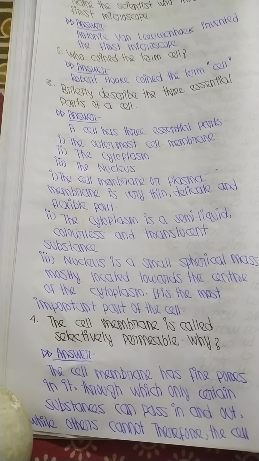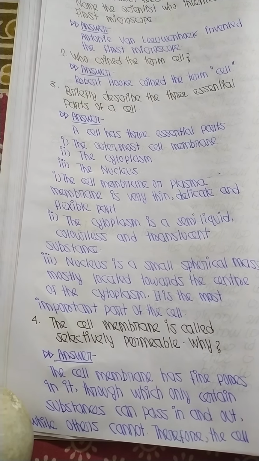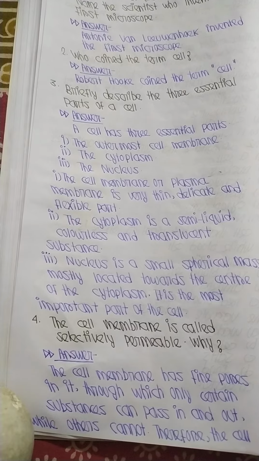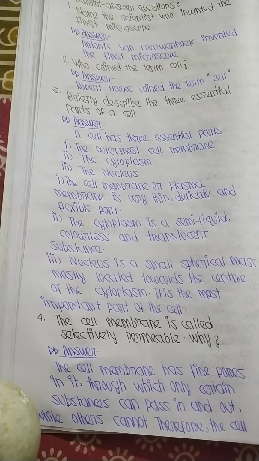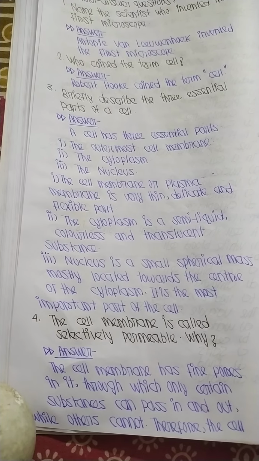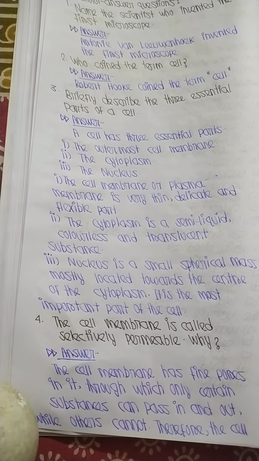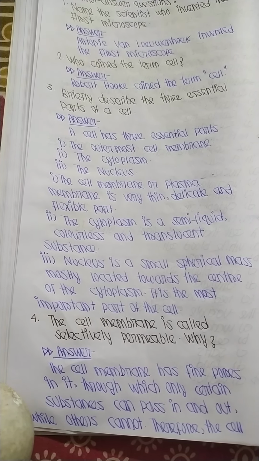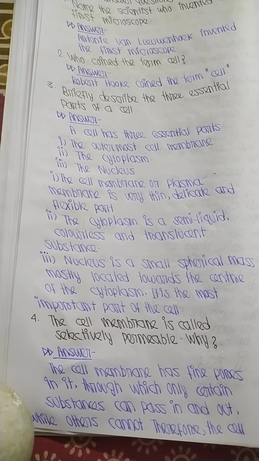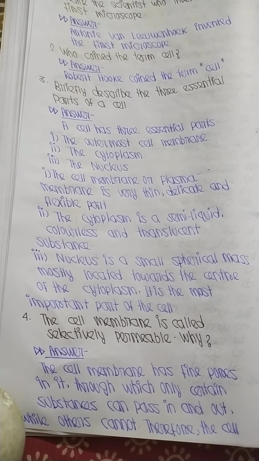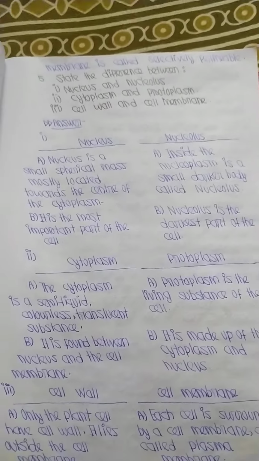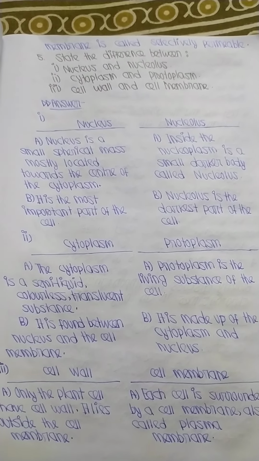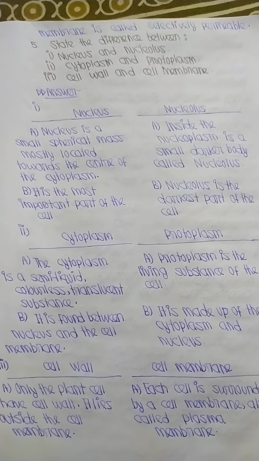Now come to the question 4. The cell membrane is called selectively permeable. Why? Answer, the cell membrane has fine pores in it, through which only certain substances can pass in and out, while others cannot. Therefore, the cell membrane is called selectively permeable.